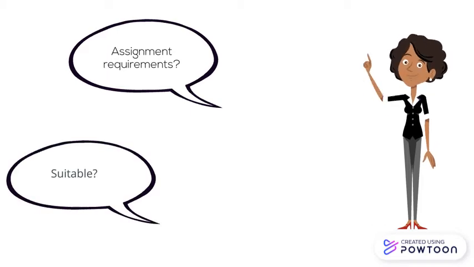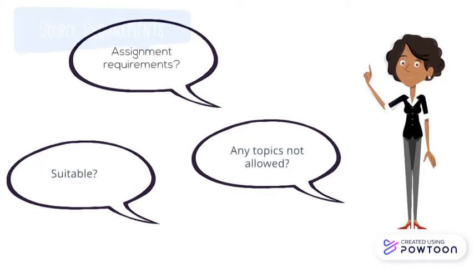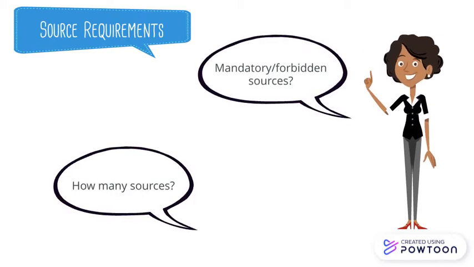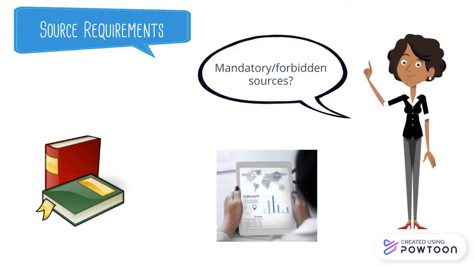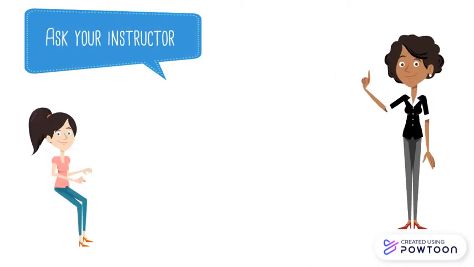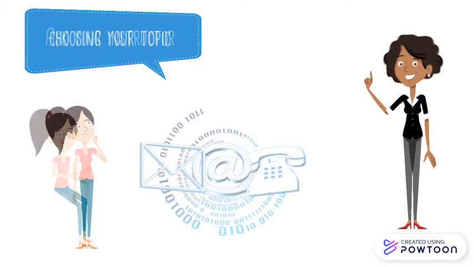For example, instructors often don't permit topics that were already discussed in class or that you've covered in a different course. Also, make sure that you know how many sources you need to use, and if there are any mandatory or forbidden types of sources. For example, many instructors require that you use a specific number of academic books or journal articles. Some will limit the number or type of web sources you can use. If you're aware of all these details right from the beginning, you'll avoid a lot of unpleasant surprises later on. If you do have any questions about your assignment, make sure to check in with your instructor right away.